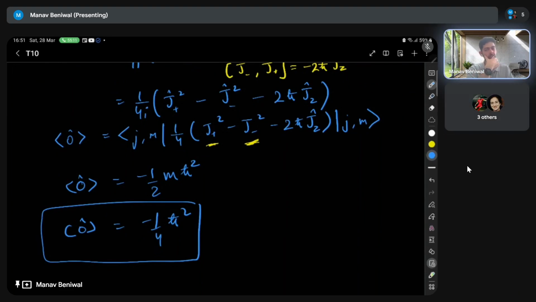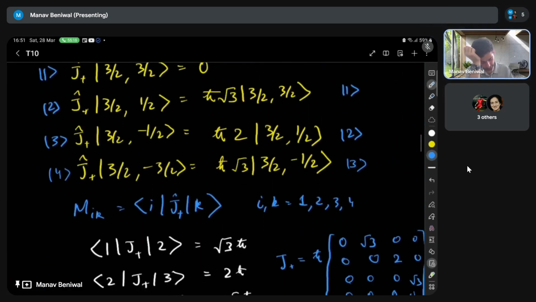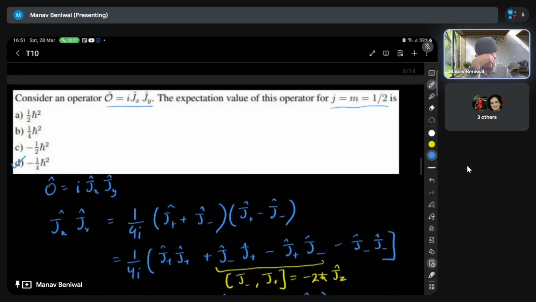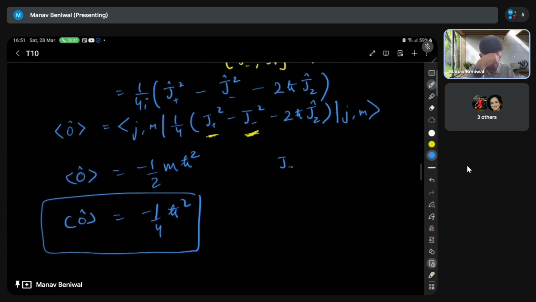Back one. So for example, in this last problem, when we are doing this j plus, you see what this j plus was doing? It was changing this m from, let's say, half to 3 by 2, or minus half to 1 by 2. So basically j plus will do m to m plus 1. So j plus on this state j comma m will give you some factor here, and then the state j comma m plus 1, like this.